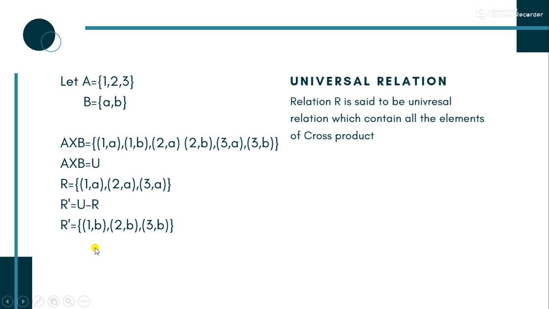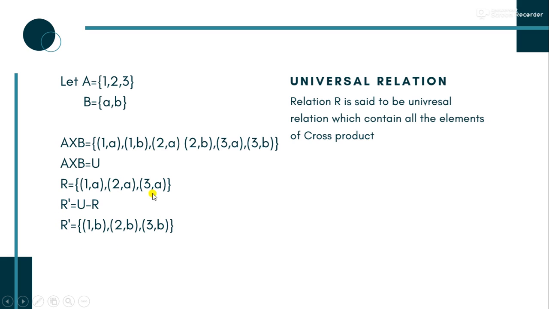So 1B. We can include 1B because 1B is not in this relation. Next, 2A. We can't use this 2A in the complement of the relation, so we need to remove it, and we can include this 2B in our complement. And we can't include 3A because 3A is already in this relation, so we don't need to include it in R dash, that is the complement, and we need to include this 3B.